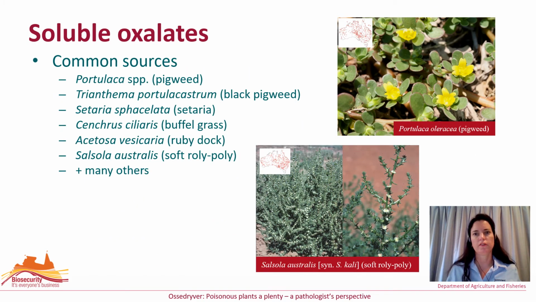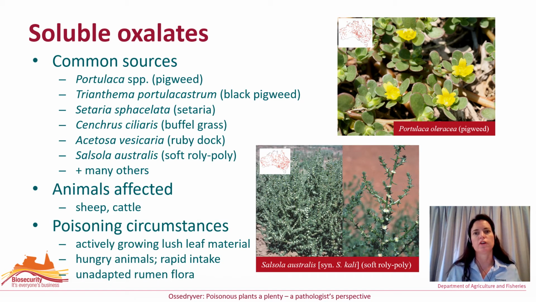Another common cause of sudden death is soluble oxalate, which may be present in numerous plant sources. The most commonly encountered in Northern Australia include pigweeds, the grasses buffel grass, Rhodes grass and soft roly-poly. Ruminants are the usual victims of this type of poisoning.